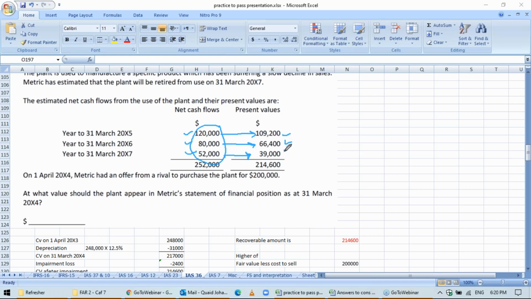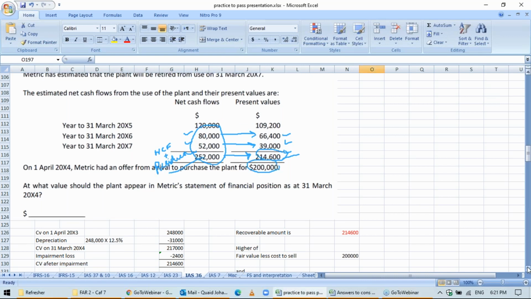So sum of these is value in use, which is 214,600, right? Obviously 120,000 should have been multiplied by some factor to arrive at 109,200. And this 39,000 includes the residual value as well. This 52,000 includes the residual value, and obviously the present value of residual value has also been taken. So this includes the normal cash flow plus the residual value, both, and its present value is 39,000, right? So that's value in use. So carrying value is entirely something different. Carrying value is book value of the asset, right? Okay, so that was a detail about carrying value and value in use. Okay, let's move on to the next question.